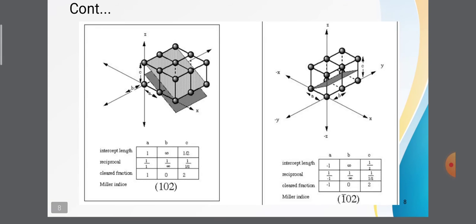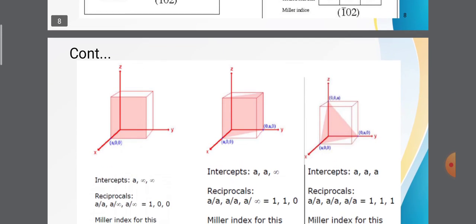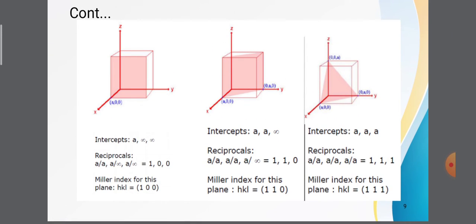And the fourth example, in this plane the intercepts are x-axis -1, y-axis infinity, and z-axis 1. Taking the reciprocal and clearing the fractions, we get -1, 0, 1. So in this plane, the Miller integers are bar 1, 0, 1. Next example, cubic. Consider the cubic plane. The first example, the intercept lengths are 1, infinity, infinity. Taking the reciprocal, we get 1, 0, 0. So in this plane, the Miller index is 1, 0, 0.